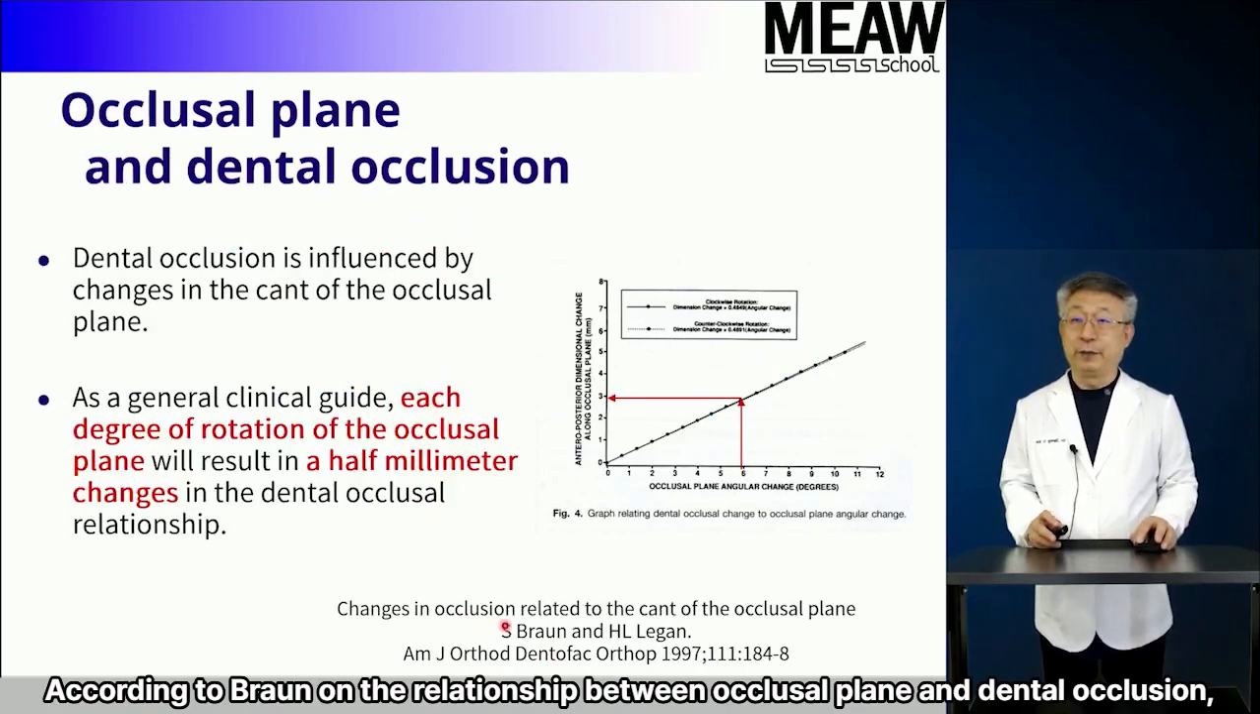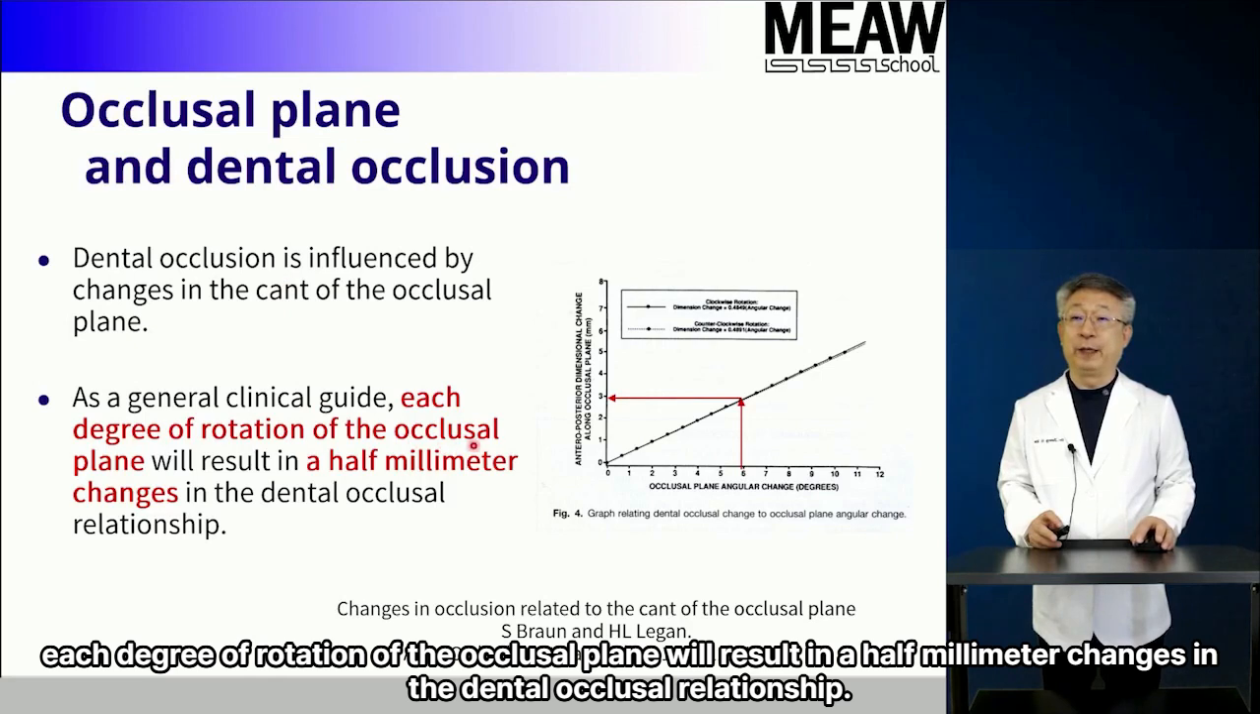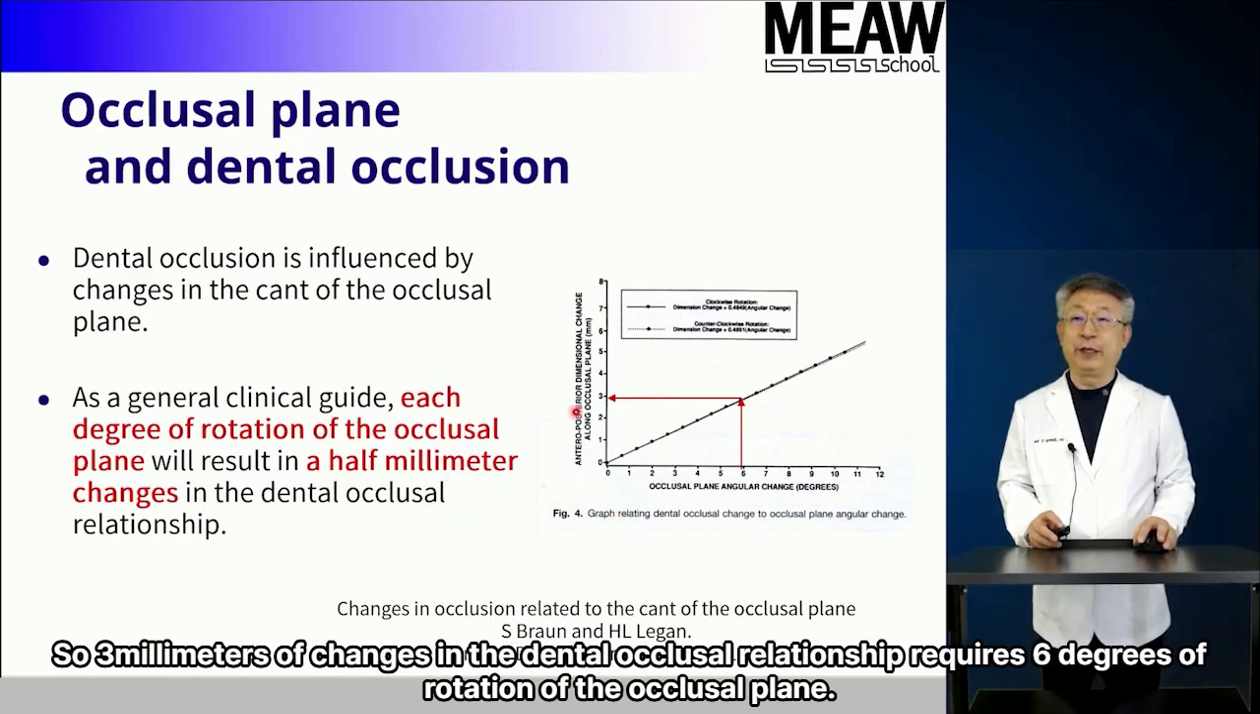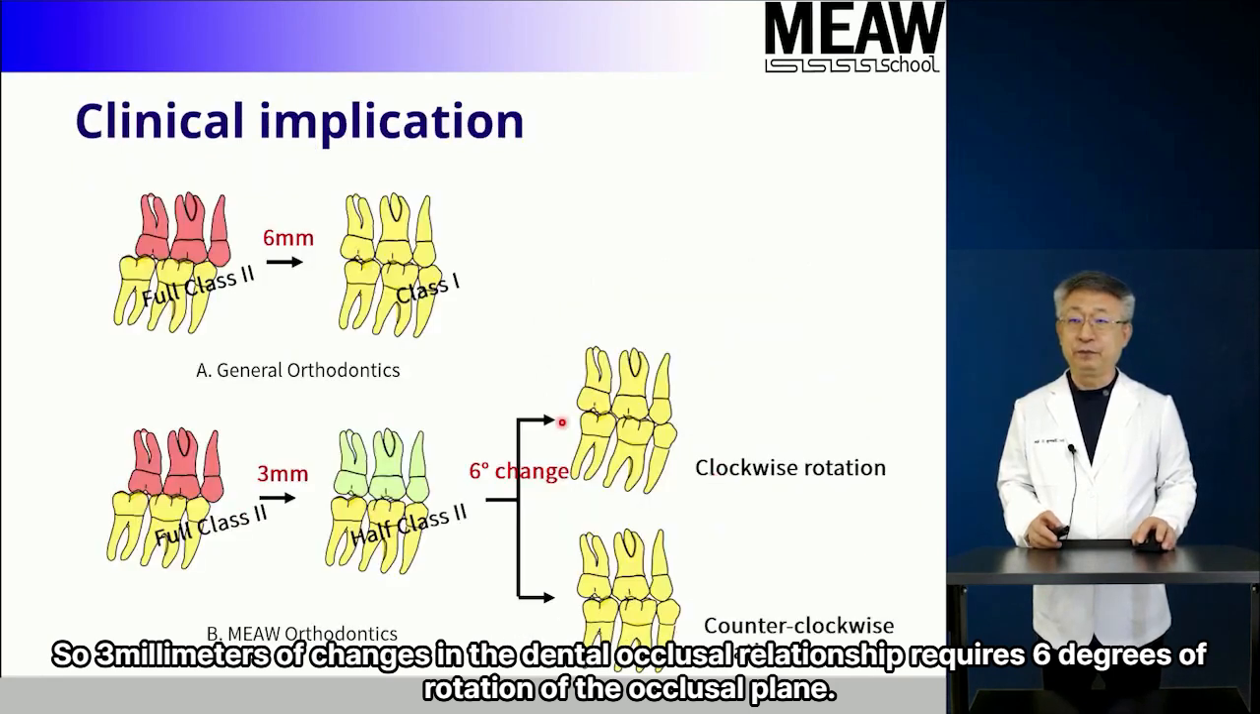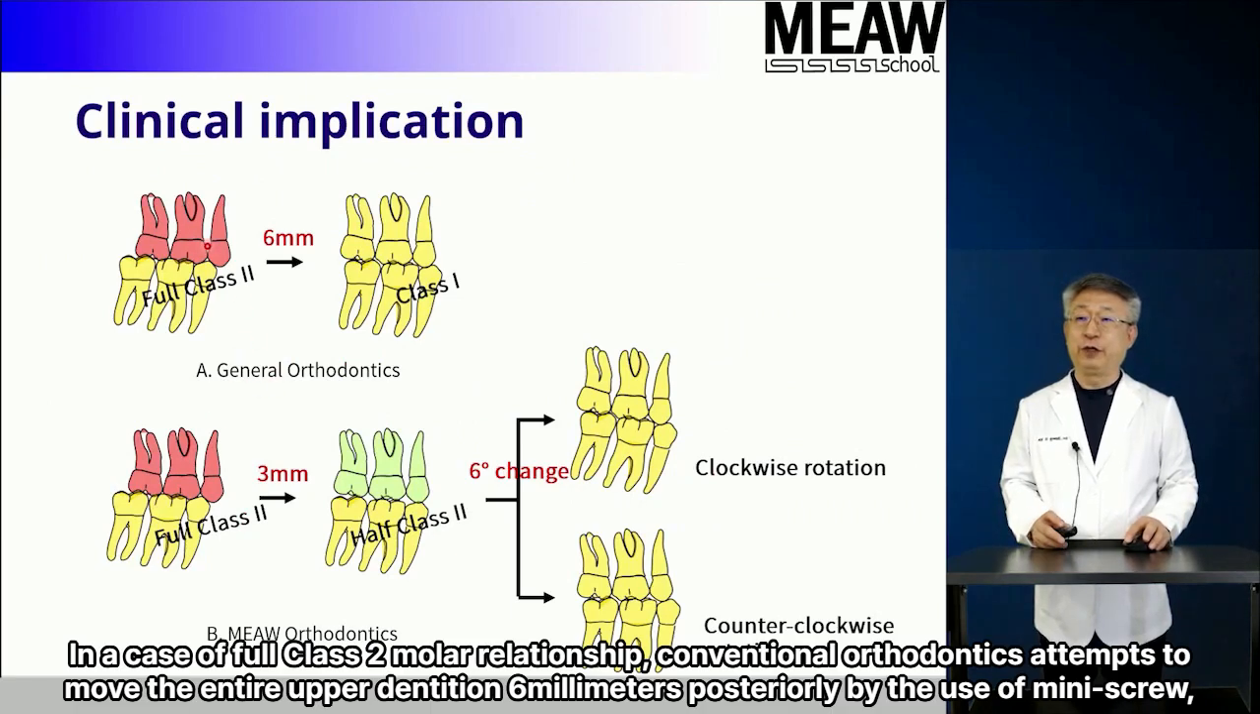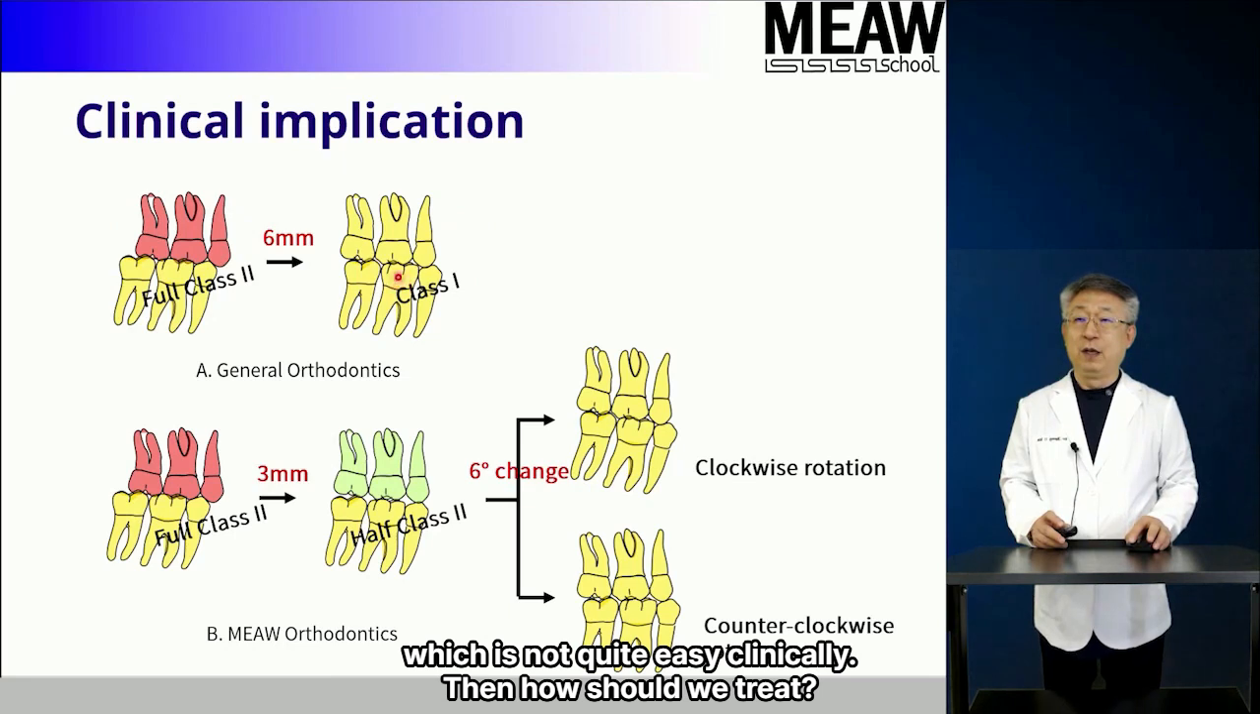According to Braun on the relationship between occlusal plane and dental occlusion, each degree of rotation of the occlusal plane will result in a ½ millimeter change in the dental occlusal relationship. So 3 mm of change in the dental occlusal relationship requires 6 degrees of rotation of the occlusal plane. In a case of full class 2 molar relationship, conventional orthodontics attempts to move the entire upper dentition 6 mm posteriorly by the use of miniscrew, which is not quite easy clinically.